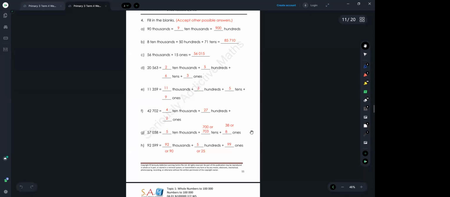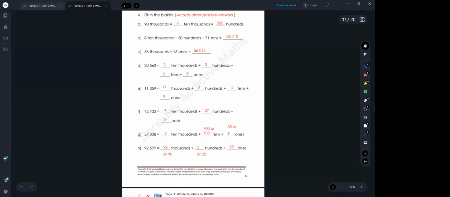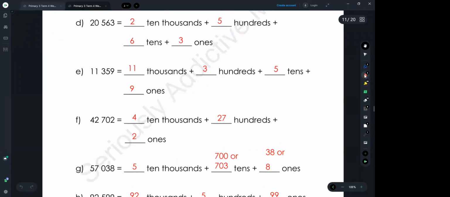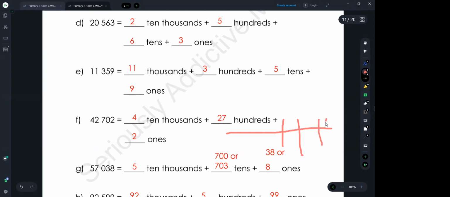For some students who are unclear how you do this, I always found this useful. You can actually get them to draw a place value chart. So let me try to draw this. This is ones, this is tens, this is hundreds, this is 1,000, and then it is 10,000. To do this question, what they can do is write the original number here. So this is 57,038.